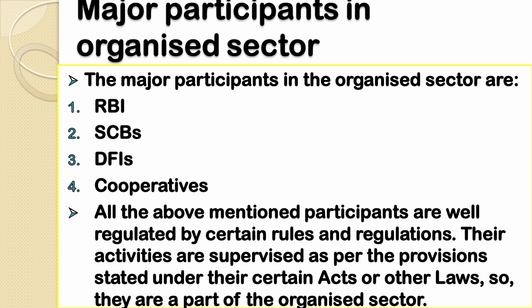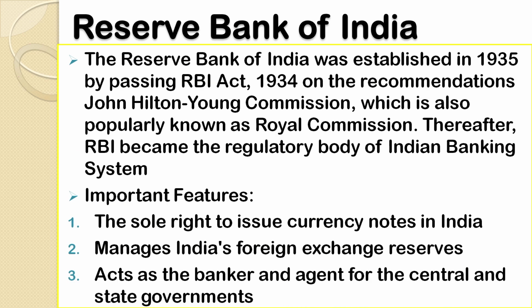One point is very clear here: since RBI, scheduled commercial banks, DFIs and cooperatives are participants of the organized sector, they are properly recognized bodies. They are properly operating as per the proper rules and regulations. Now, let us discuss all these points in detail. Point number one, RBI, Reserve Bank of India.